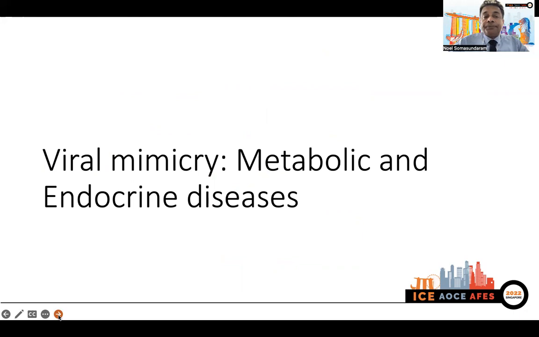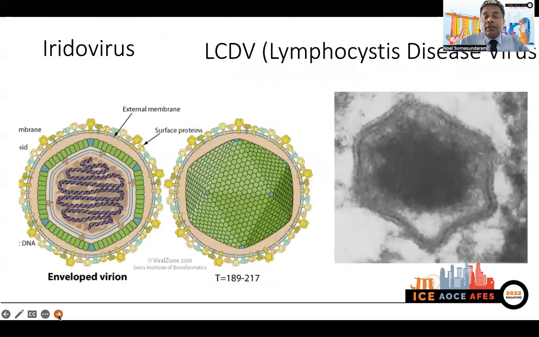So even cardiovascular disease, for example, could be contributed to by our own viral and bacterial flora. Moving on to my second area of interest, I want to talk about viral mimicry, where viruses sometimes mimic certain molecules in the body and can lead to metabolic and other endocrine diseases. On the left, you see iridovirus, and on the right, you see lymphocystitis disease virus, LCDV.